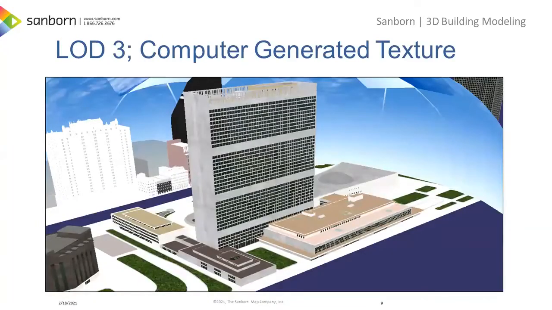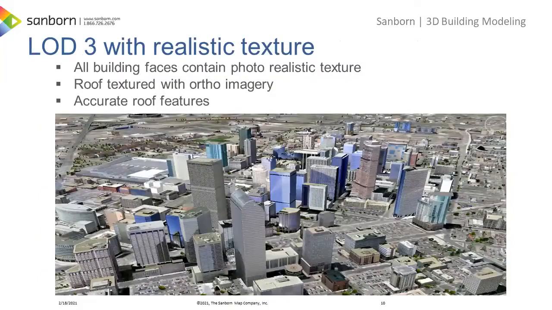Here we come into the next level where you start to add more appurtenances, such as your air conditioning units, windows on top of the building, just a lot more details on the different levels and shapes of the building. And this particular one is computer generated texture. A similar type model, the level 3, is shown here with the realistic texture. This texture comes from ortho imagery for the rooftops and oblique imagery to texture the sides of the buildings.